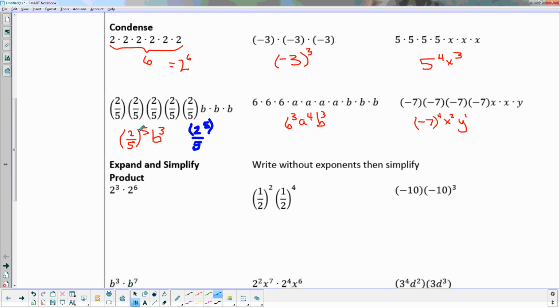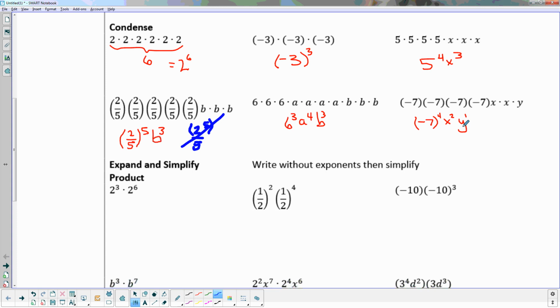So I do like to have parentheses around those. It's good conventions, if you will. So put parentheses around it. So we have (2/5) to the 5th, b to the 3rd. For the next one, I have 6 to the 3rd, a to the 4th, b to the 3rd. And the last one, I have -7 to the 4th, x to the 2nd, and y.